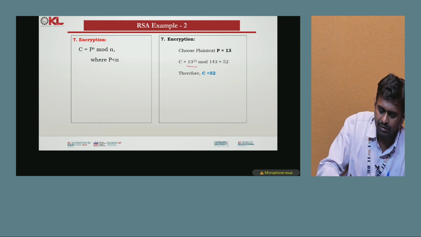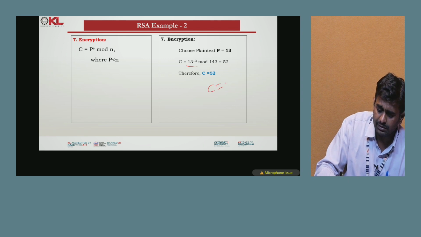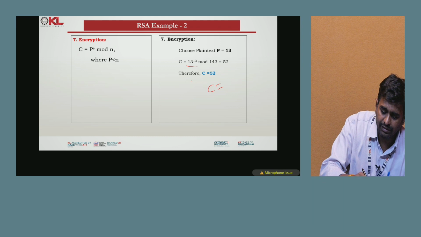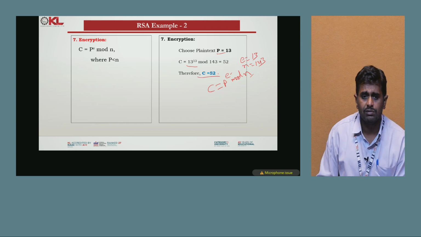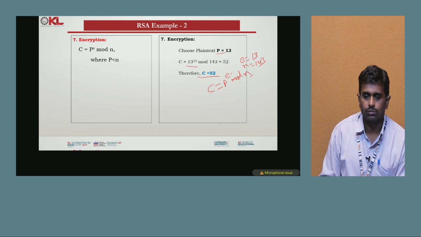What is the C formula? C equal to the original plain text, here p equal to 13, so p power e mod n. So here the e value equal to 13 and the n value equal to 143. This is the e value and this is the n value. Based on this formula, we get C equal to 52.